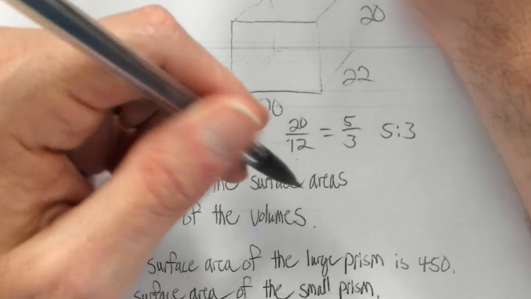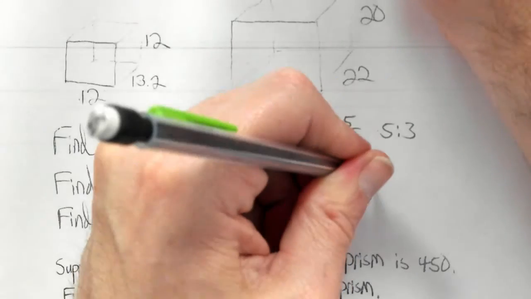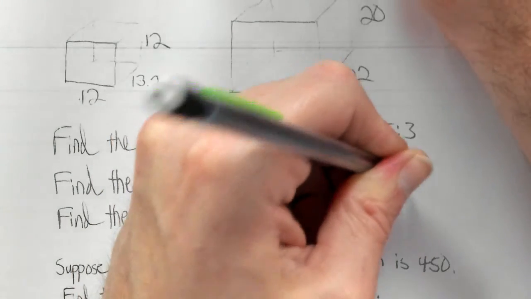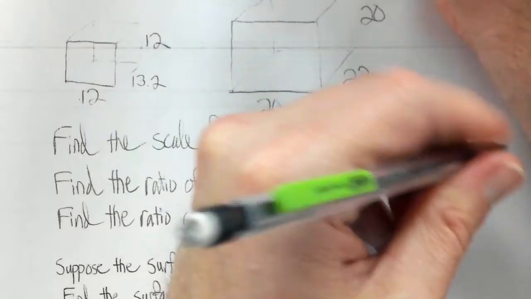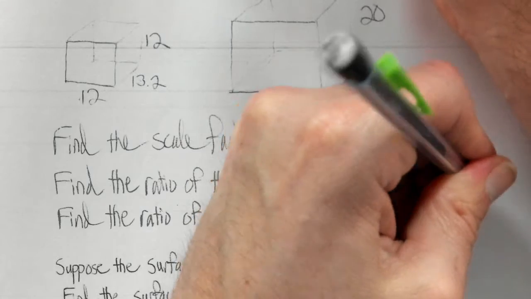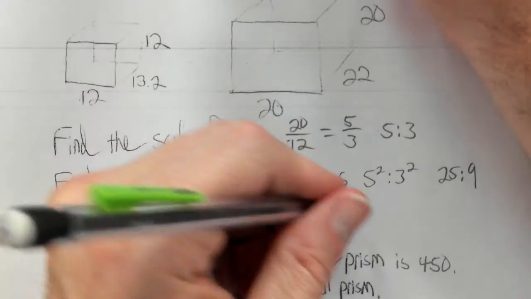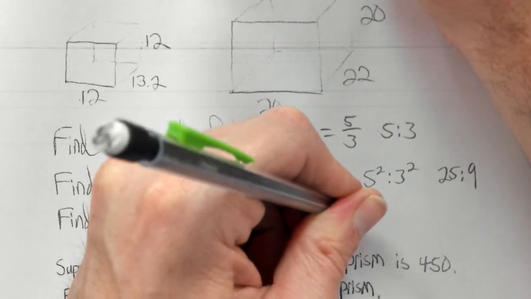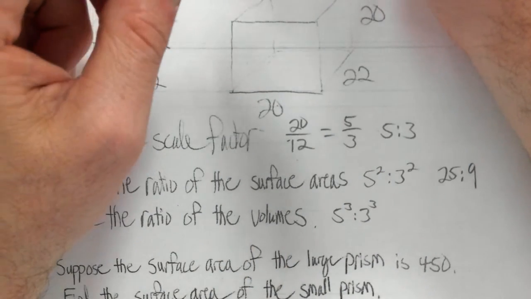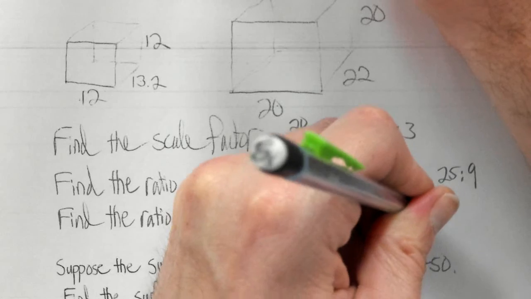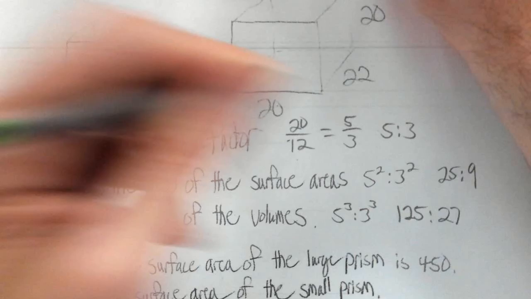Find the ratio of the surface areas. Well, remember, to turn this into surface area, I've got to square both of these. So that would be 5 squared to 3 squared, and then that's 25 to 9. That would be the ratio of the surface area. The ratio of the volumes would be the scale factor to the third power, 5 to the third power to 3 to the third power. And 5 to the third power is 5 times 5 times 5, which is 125. And 3 to the third power is 3 times 3 times 3, which is 27.